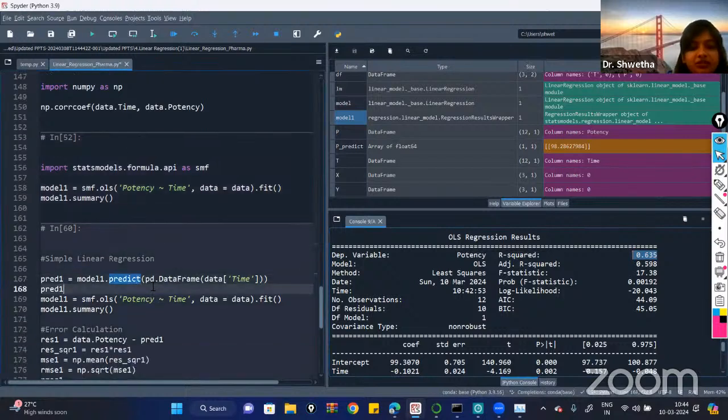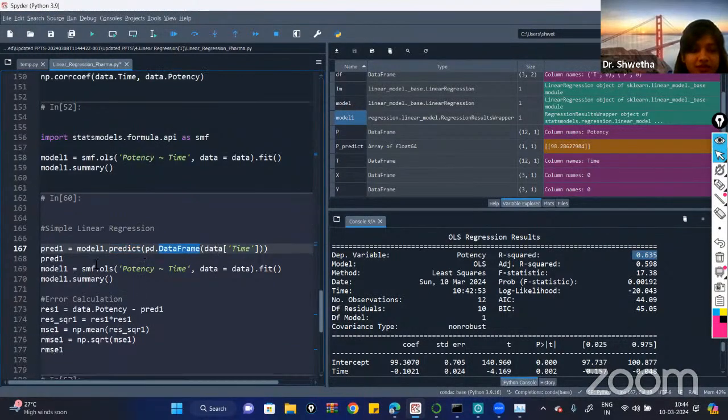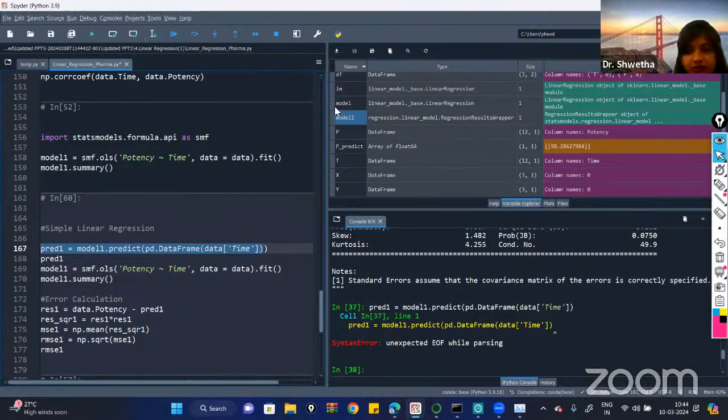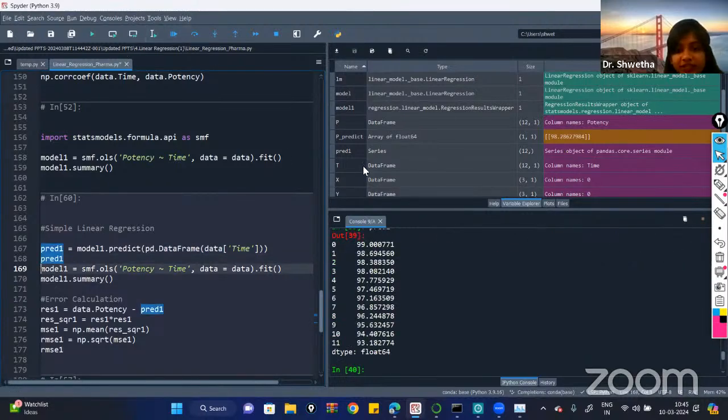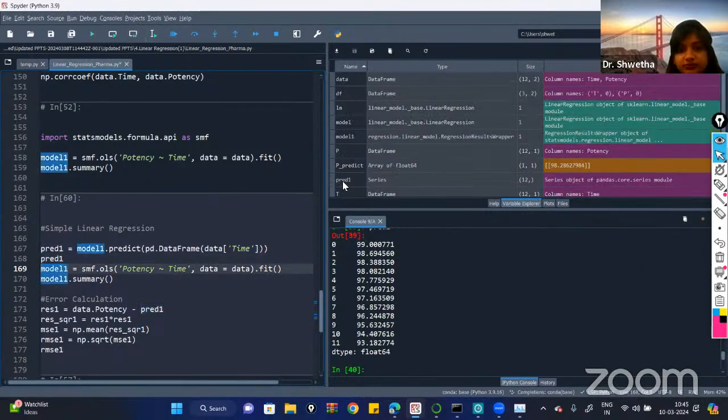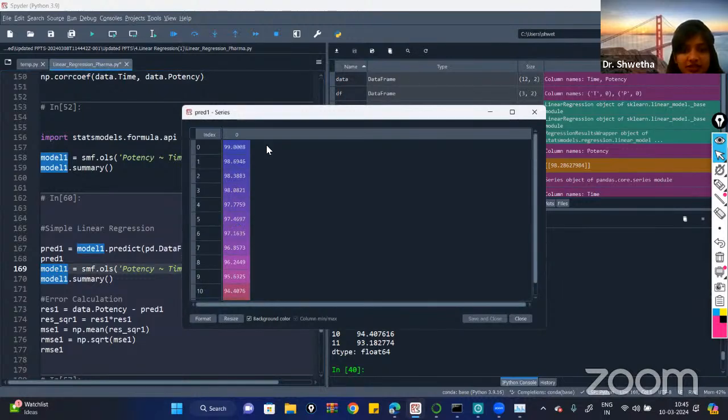Now, predicting on time data. How to predict? We can use the same model, model1, and use the function dot predict. Predict would predict on the data you give it. So model1.predict, giving the data frame and the time column to it, and predicting. Okay, let me execute this. And these results will be stored in pred1. These are the results.